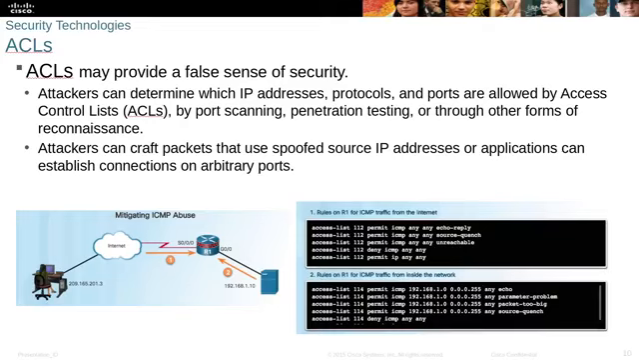Now the thing is, it's relatively straightforward for an attacker to determine which IP addresses, which protocols and which ports are actually allowed by an access control list. This can be done either by port scanning or by penetration testing or through other forms of reconnaissance. The attackers can then craft packets which use spoofed source IP addresses, and applications can establish connections on arbitrary ports. So there are indeed ways of getting around packet filtering, firewalls or access control lists.